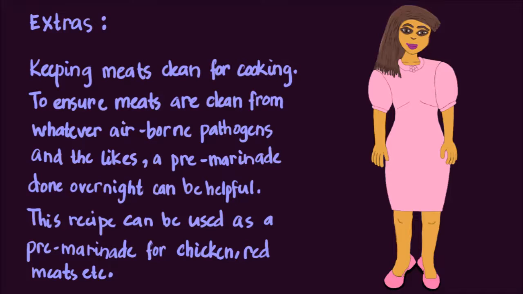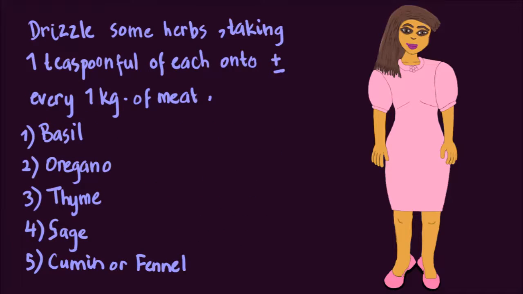Extras. Keeping meats clean for cooking. To ensure meats are clean from whatever airborne pathogens and the likes, a pre-marinade done overnight can be helpful. This recipe can be used as a pre-marinade for chicken, red meats, etc. Drizzle some herbs taking 1 teaspoonful of each onto about every 1 kilogram of meat.